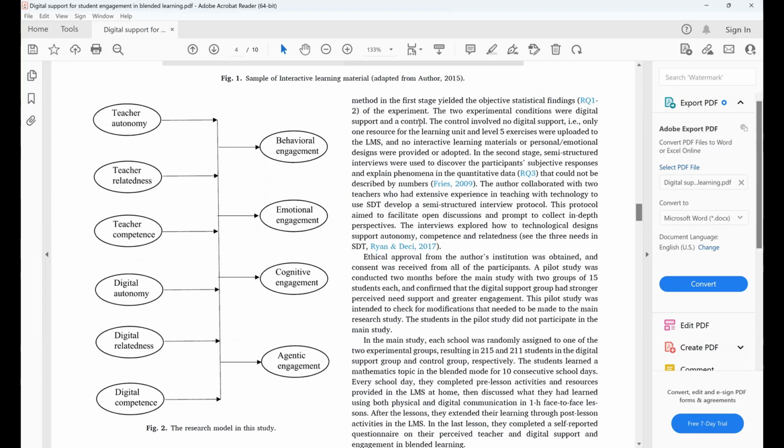You can see that RQ1 and RQ2 use an experimental design, and RQ3 is about qualitative data. They want to get the perspective from the participants, so they use interviews to collect those data.